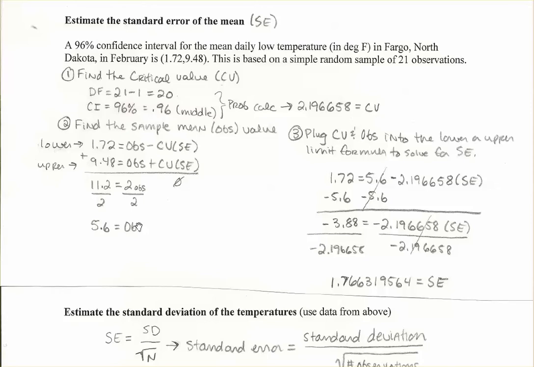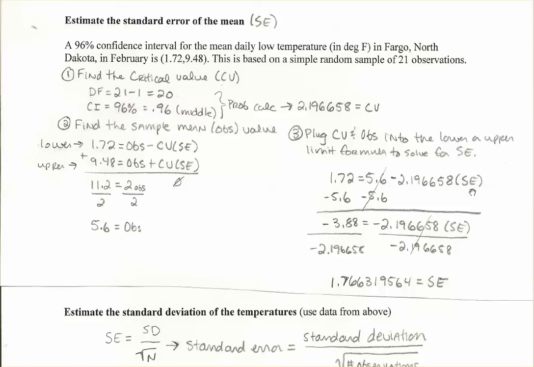And then what you're going to do is actually plug in the critical value. So remember this critical value that you found in step 1 and the observed value that you found in step 2 into the lower or the upper limit formula to solve for SE. It doesn't matter which one of the two, the upper or the lower, that you use, you're still going to get the same standard error. For me, I just went ahead and used the lower. So you put the 1.72 is equal to 5.6 minus the 2.196658 times the standard error.